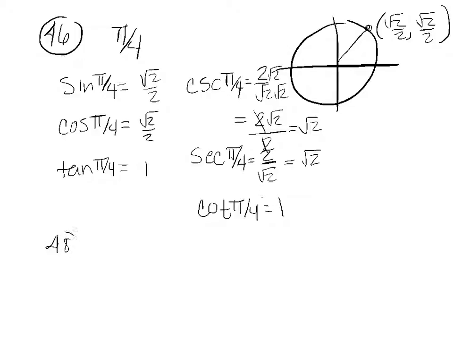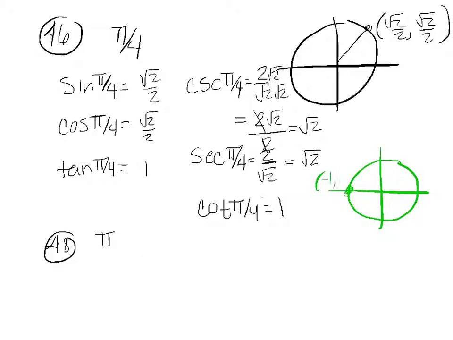Number 48, they want us to find when the angle is just pi. All right. So yeah, we have to first locate it. It's at 180 degrees. My x value is -1. My y value is 0. So this is going to cause a few problems here.